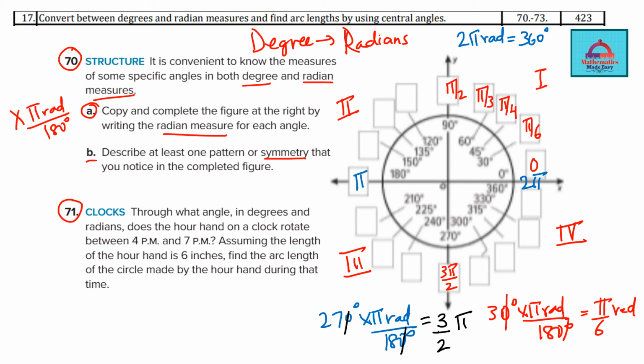And for question 71, now let's see what it is asking. Through what angle in degrees and radians does the hour hand of a clock rotate between 4 p.m. and 7 p.m.? Assume the length of the hour hand is 6 inches and find the arc length of the circle made by the hour hand during that time. So this is an interesting and important problem. I will be solving this problem as problem one of my 10 days of trigonometry course. So do watch that video on my channel. It'll be uploaded soon, inshallah.